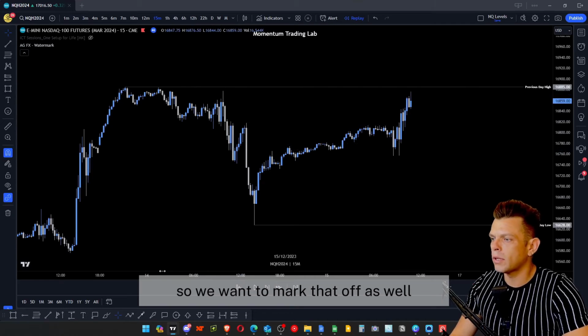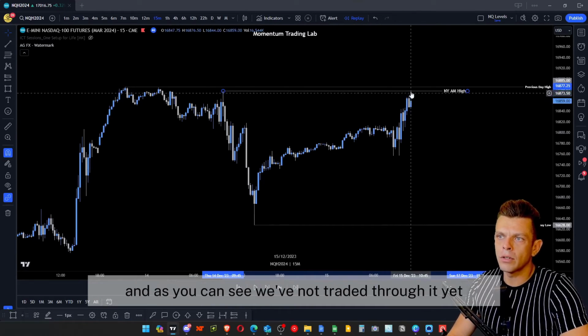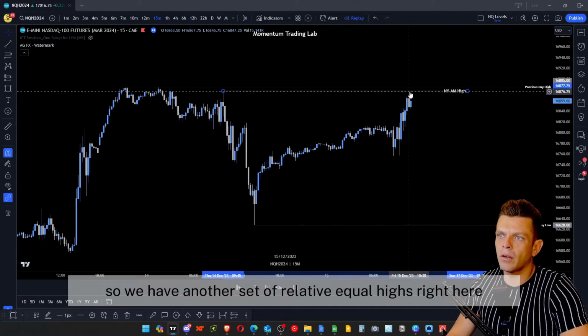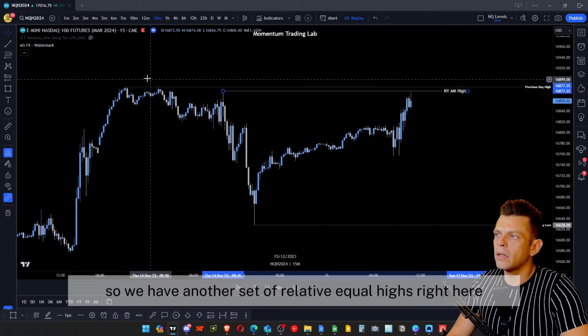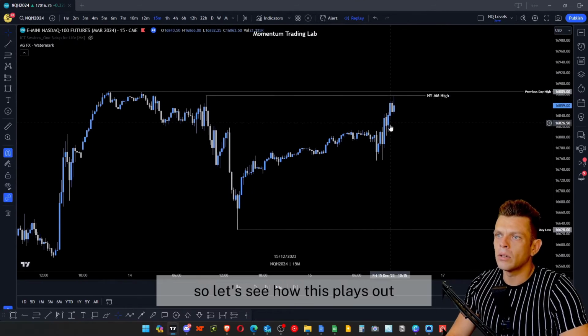So we want to mark that off as well. Okay, so we have the New York AM high here as well. And as you can see, we've not traded through it yet. So we have another set of relative equal highs right here. So this is strong buy side liquidity building up in this area. So let's see how this plays out.